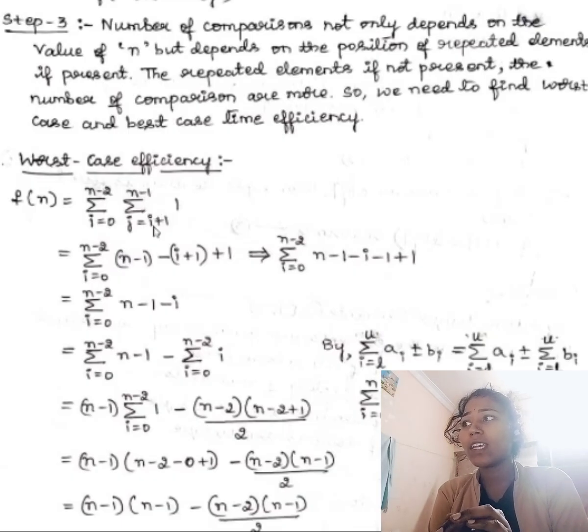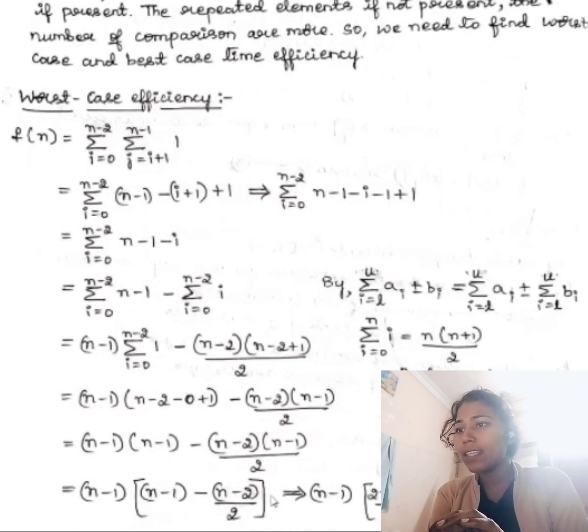We solve this using the formula upper minus lower plus 1. Here, n minus 1 minus (i plus 1) plus 1. After solving, n minus 1 minus i minus 1 plus 1, the terms cancel, and we get n minus 1 minus i. Then the outer loop, i ranges from 0 to n minus 2, is solved using the formula (n minus 2)(n minus 2 plus 1) divided by 2.